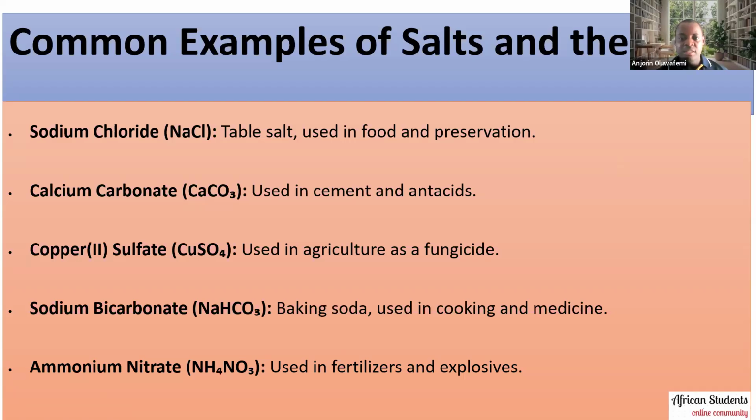Calcium carbonate is another example of a salt, which is CaCO3, and it is used in cement and tiles. Then copper(II) sulfate is used in agriculture as a fungicide. Then we have sodium bicarbonate, sodium hydrogen carbonate, commonly referred to as baking soda. It is used in cooking and also in medicine.